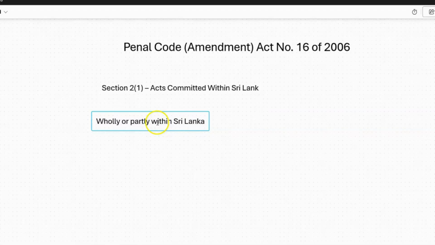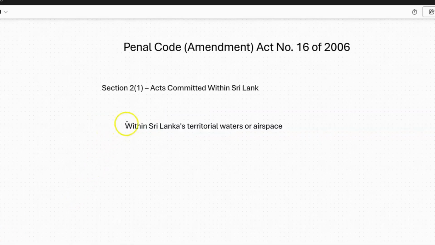What are the examples? A person hacks a computer while in Colombo. A fraud starts in Sri Lanka and ends in another country. The second point is within Sri Lanka's territorial waters or airspace. According to this, the offense happens in Sri Lanka's sea or airspace. What are the examples? First one, a crime is committed on a boat in Sri Lankan waters. Second one, a person commits an offense on an aircraft flying over Sri Lanka.